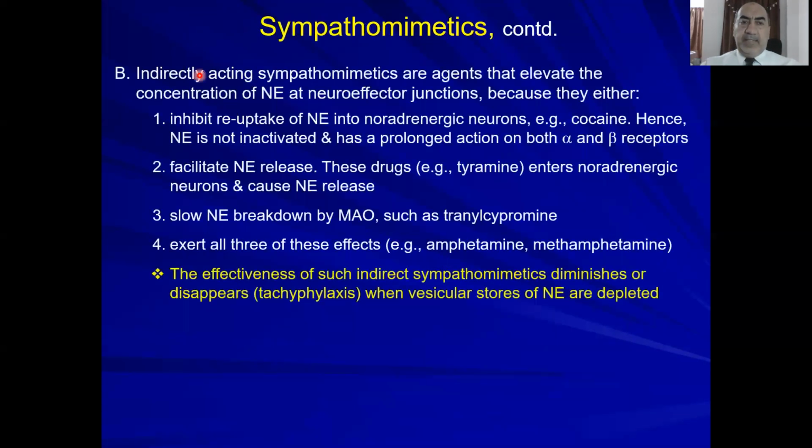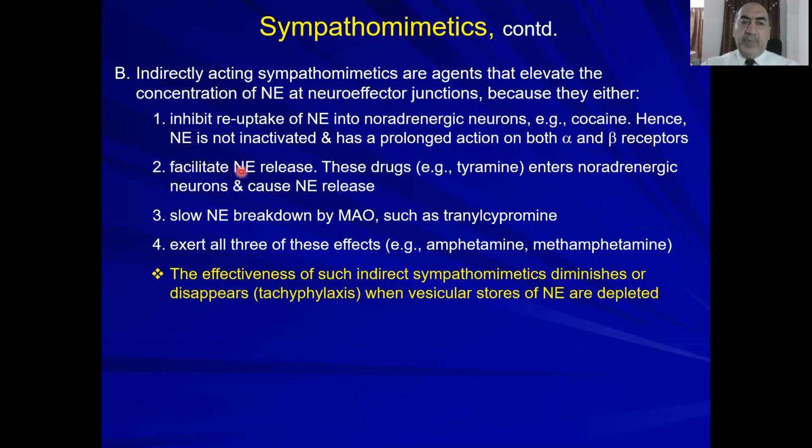Then the second category is indirect acting sympathomimetics. These agents, as we said, stimulate the release of norepinephrine from the nerve ending, either by inhibiting the reuptake of norepinephrine into noradrenergic neurons, such as cocaine. Hence, norepinephrine is not inactivated and has a prolonged action on both alpha and beta receptors.